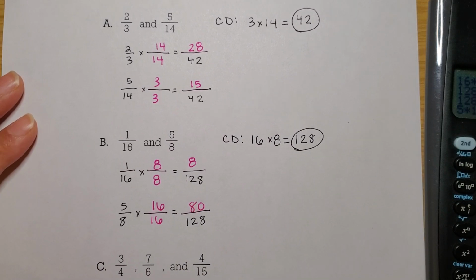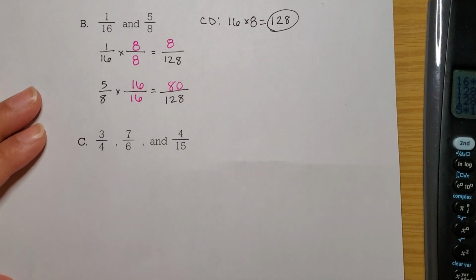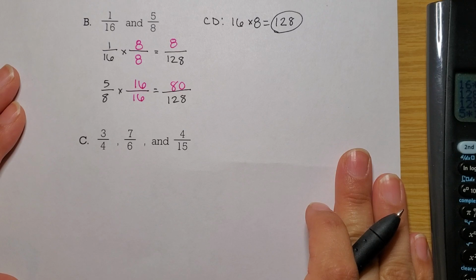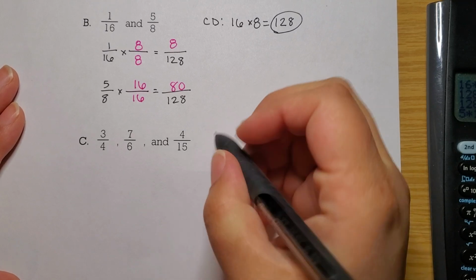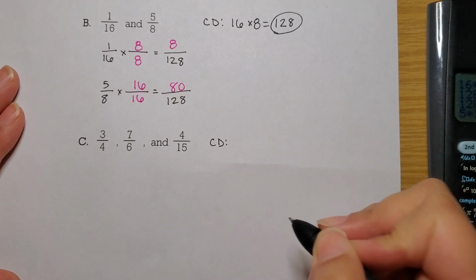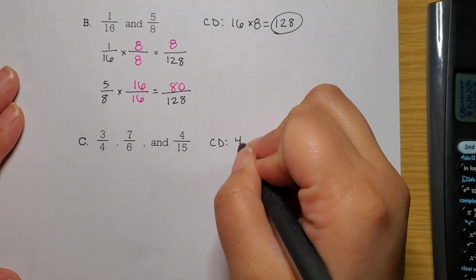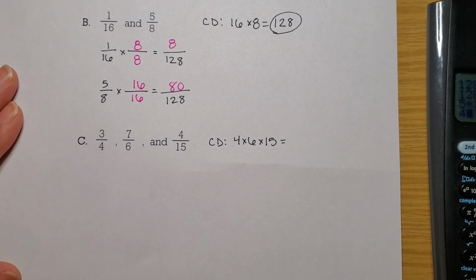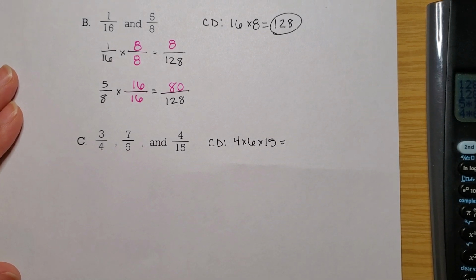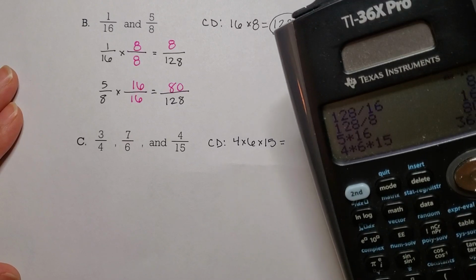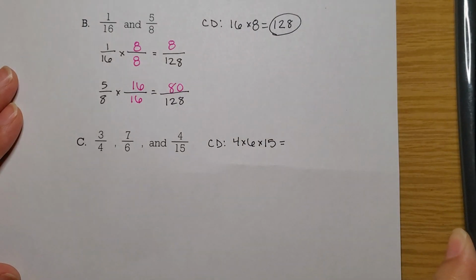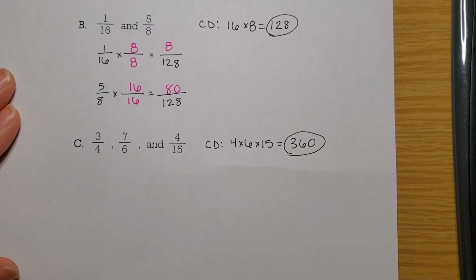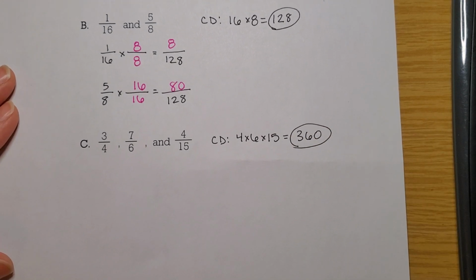Okay, let's do one more. So this time we have 3 fractions. Guess what? Same technique. Just multiply all the denominators together. So we're going to do 4 times 6 times 15. Let's type it off screen, but we got 360 when we did that. So a common denominator is 360.